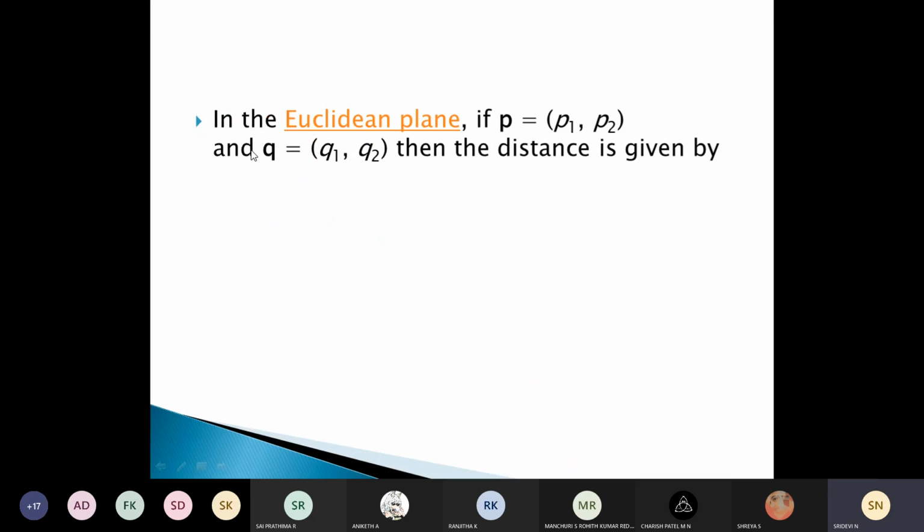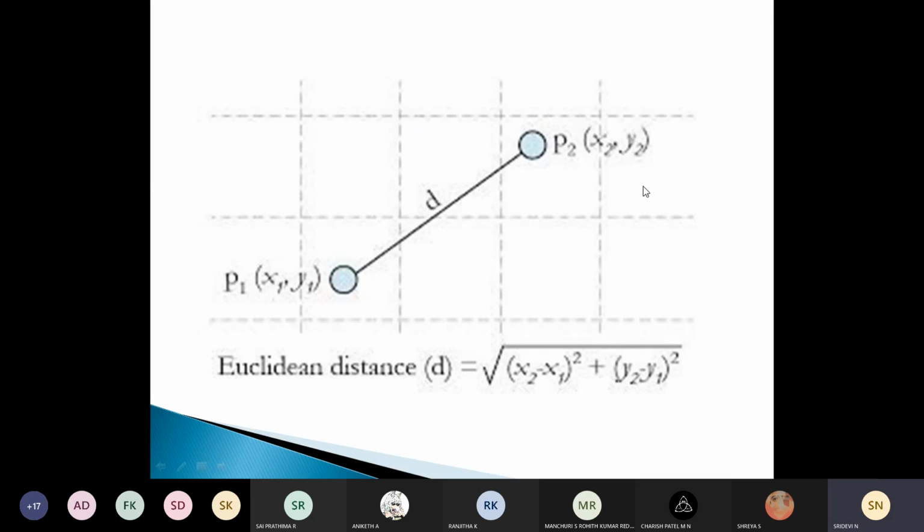How do we find the Euclidean distance? If P equals P1, P2 and Q equals Q1, Q2, then we calculate the Euclidean distance in this way. To find the distance between these two points, it is the square root of (x2 minus x1) whole square plus (y2 minus y1) whole square, or equivalently (x1 minus x2) whole square plus (y1 minus y2) whole square. This is the way to find the Euclidean distance.